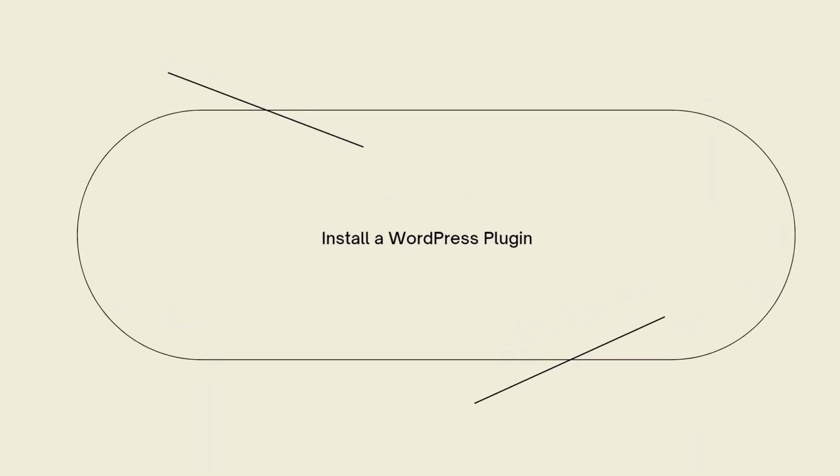Now, install a Facebook WordPress plugin. In your WordPress dashboard, go to Plugins and click on Add New. Search for a Facebook Pixel plugin such as Pixel Your Site or Pixel Caffeine. Install and activate the plugin of your choice.